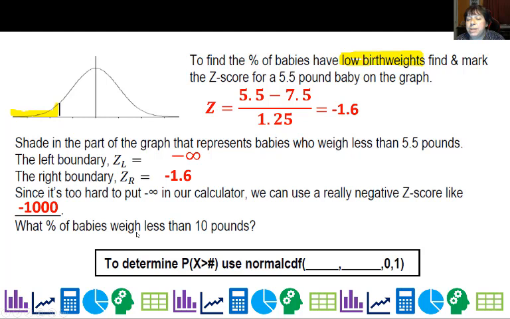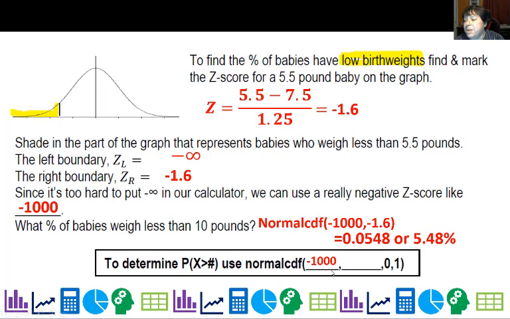What percent of babies weigh less than 5.5 pounds? You can do normal CDF of negative 1,000 to negative 1.6, and you get about 5.48% of the babies. So you can put in negative 1,000 to z right. That's a general rule, and that should say x is less than a number, not x greater than a number.